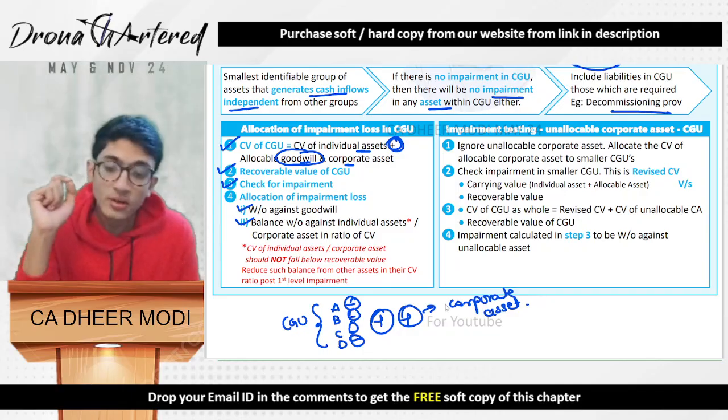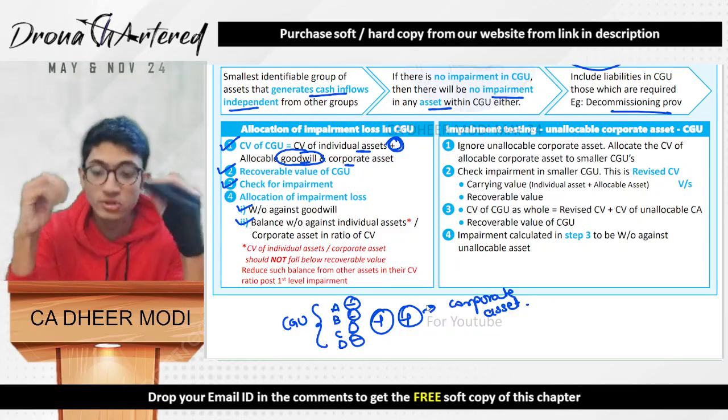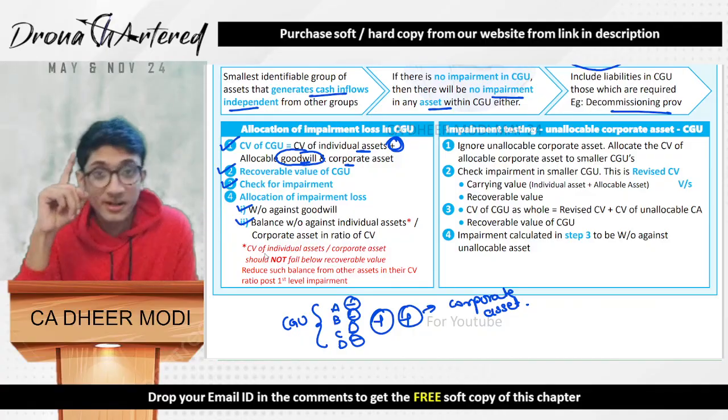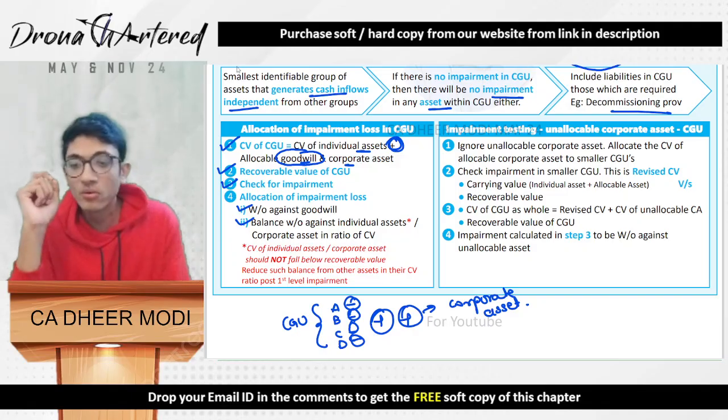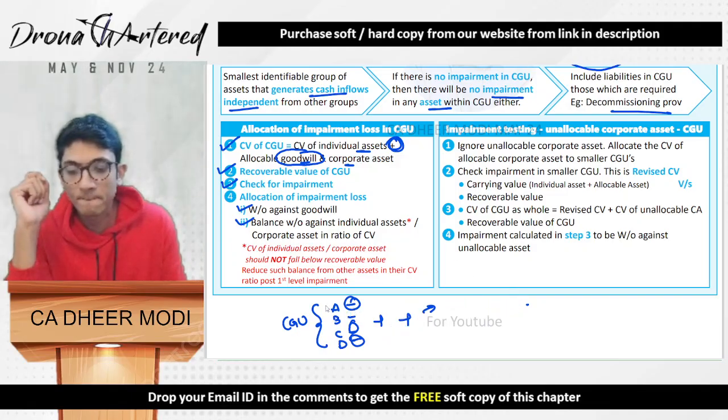Okay, so you bifurcate this. You divide this in the ratio of their carrying value. So carrying value, but one more thing. Now what happens? Let me try to make it a little cleaner.